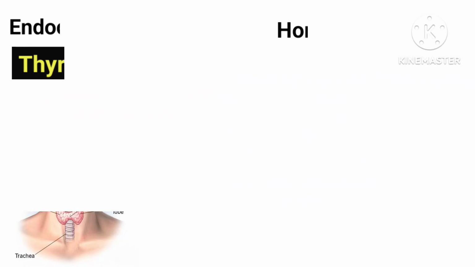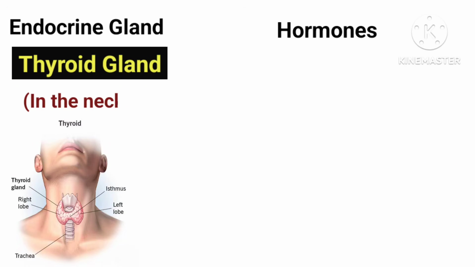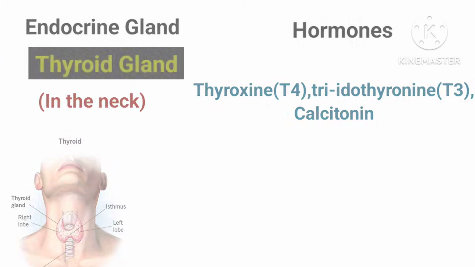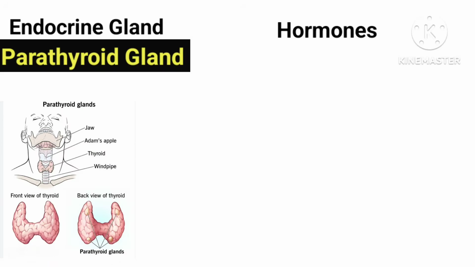Next, the thyroid gland, which is present in the neck. The thyroid gland secretes three primary hormones: thyroxine or T4, triiodothyronine or T3, and calcitonin. T3 and T4 regulate metabolism, growth, and other bodily functions, while calcitonin helps regulate calcium and phosphate levels in the blood. Next is the parathyroid gland, which is embedded in the thyroid gland.